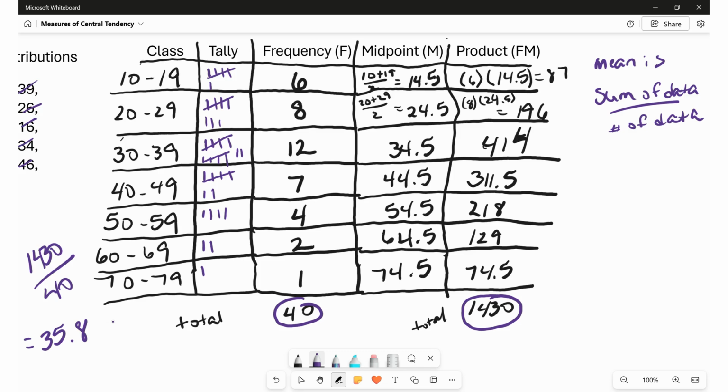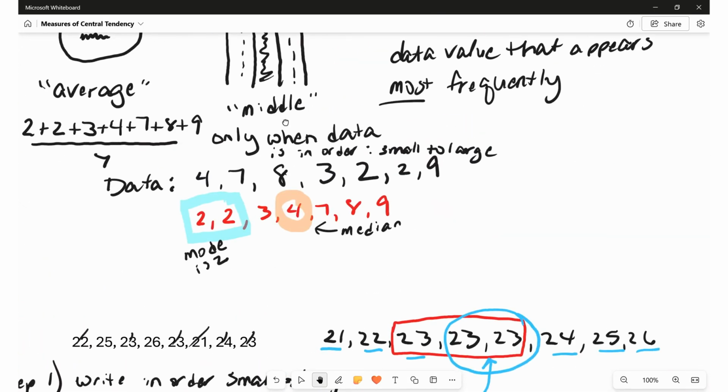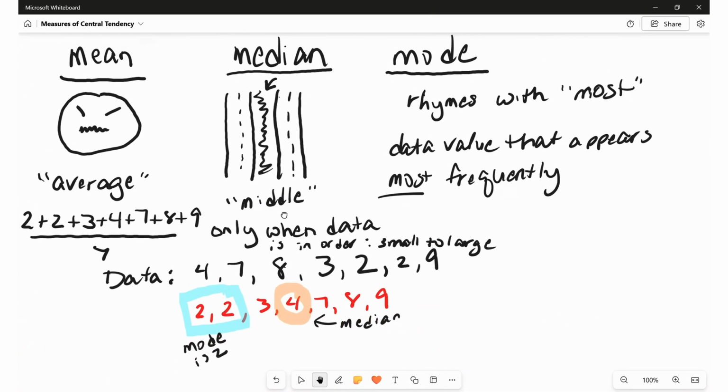I hope this has helped you understand a little bit more about measures of central tendency, mean, median, and mode, and a little bit about frequency distributions. So I just want to remind you that when it comes to mean, median, and mode, the median is in the middle, the mode is the most, and the mean is just a very mean set of operations that we have to do. So mean to make us do all this math.